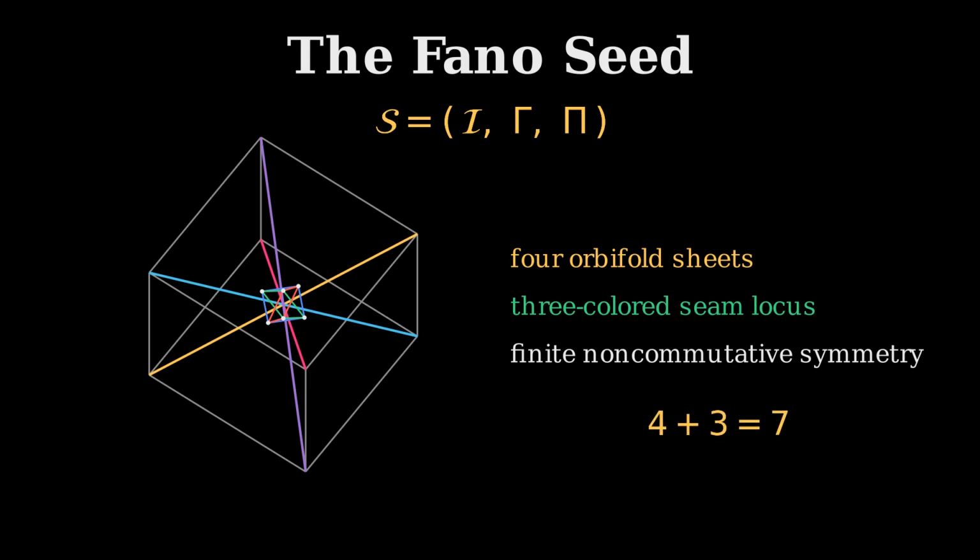4 plus 3 equals 7. That number is not decorative. It is the first indication that the geometry is organized by the same incidence pattern that appears in the Fano plane.